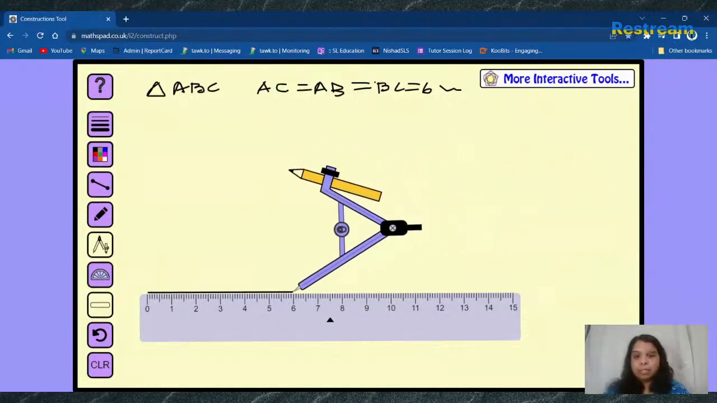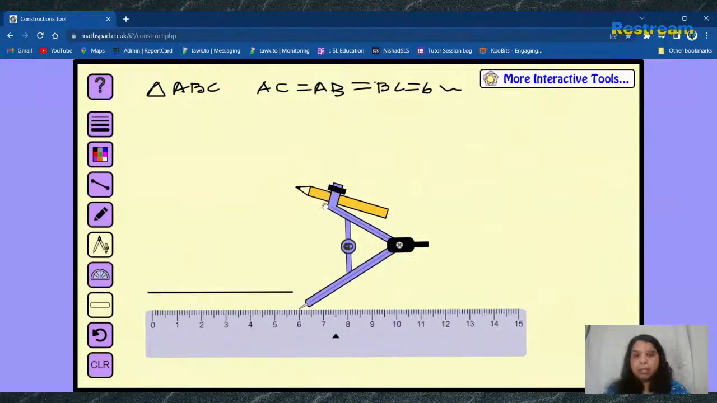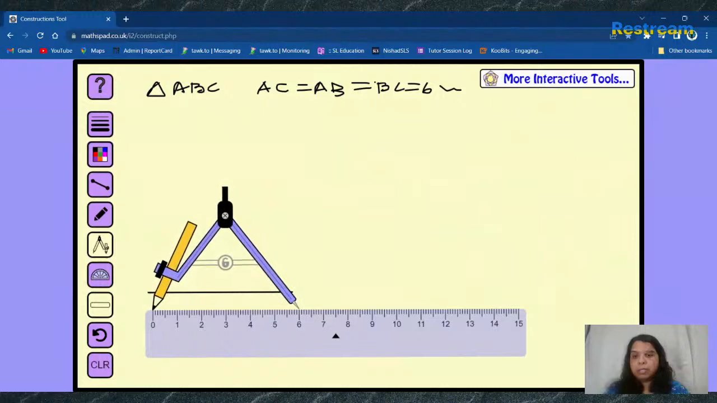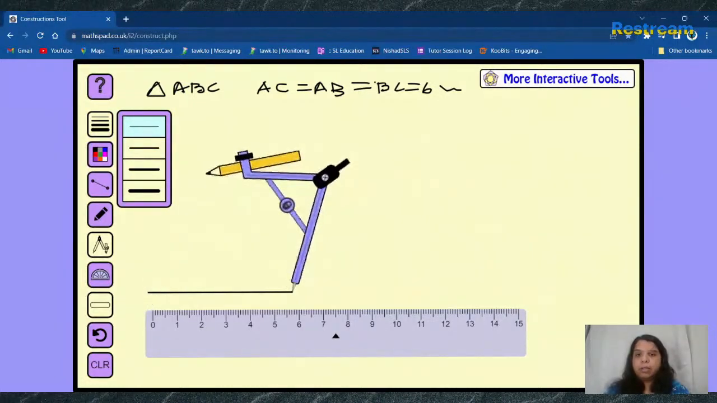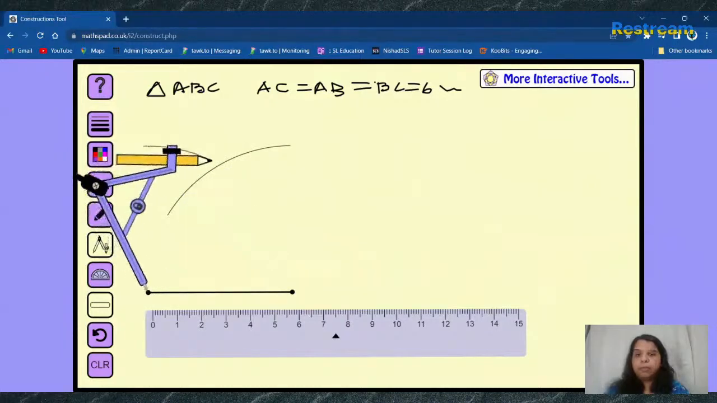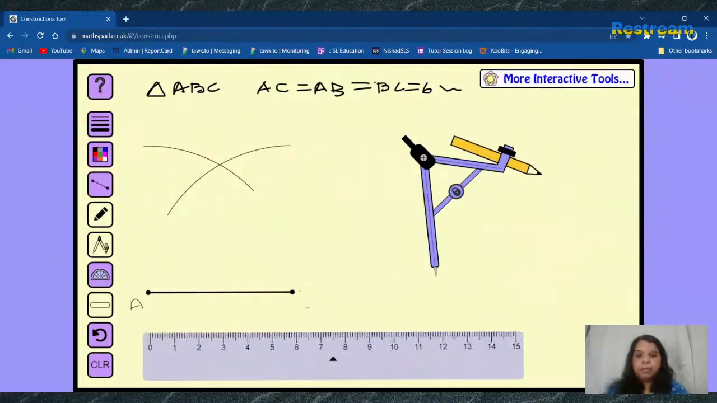Then I'm going to take my compass and again take a distance of 6 centimeters in my compass. Why a distance of 6 centimeters? Because it's an equilateral triangle. You have to have a distance of 6 centimeters. And I will draw an arc somewhere here. Similarly, I will draw another arc somewhere here. Okay. So if you see, this is my A, this is my B, and this is my C. And then I can just join them.